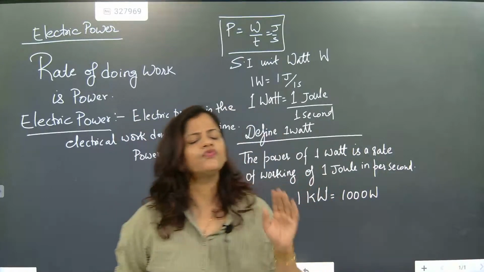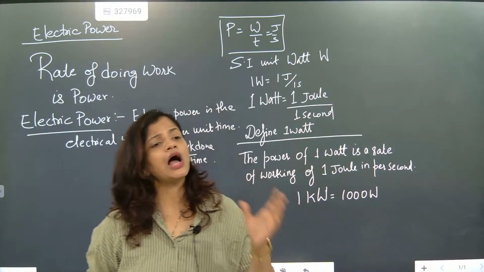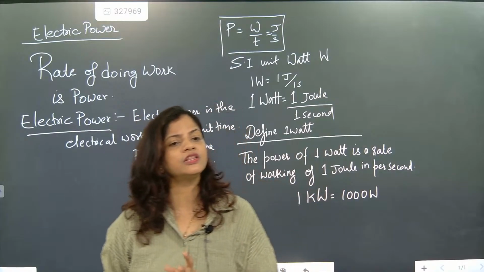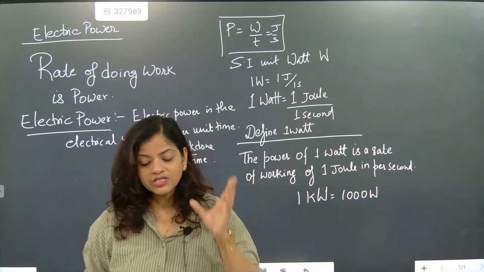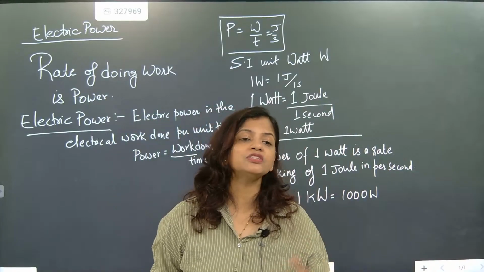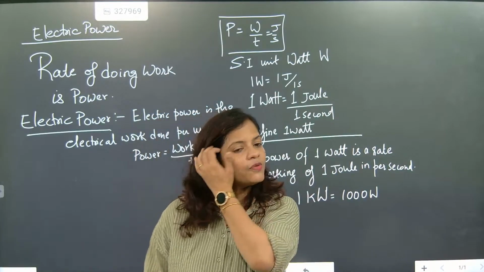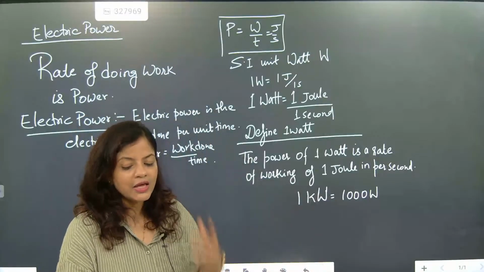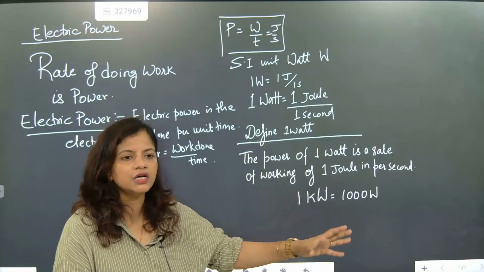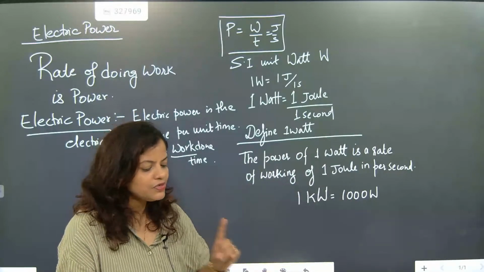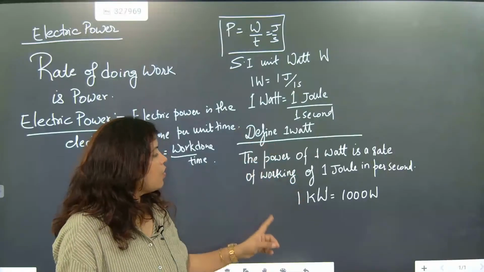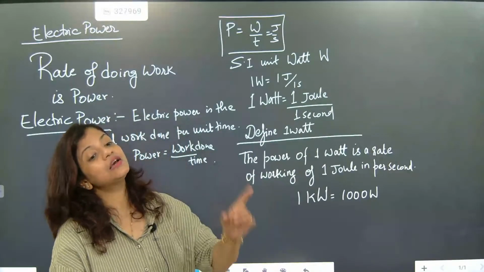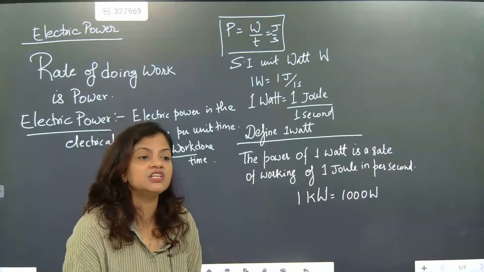When we talk about electric work done, how much work is done depends on the amount of current flowing in the circuit, which also depends upon the potential difference. If potential difference is less, then definitely work done cannot be more. So how much work is done totally depends upon the potential difference and the amount of charge present in the circuit.